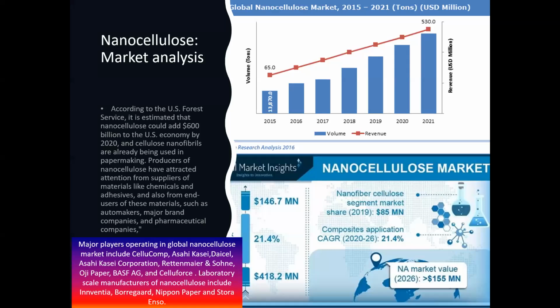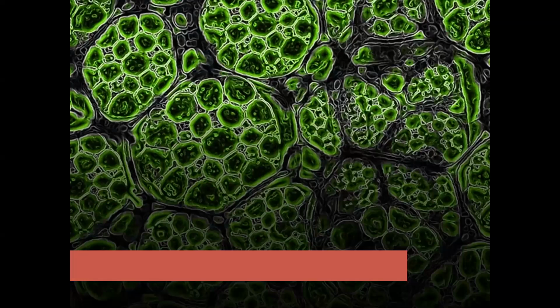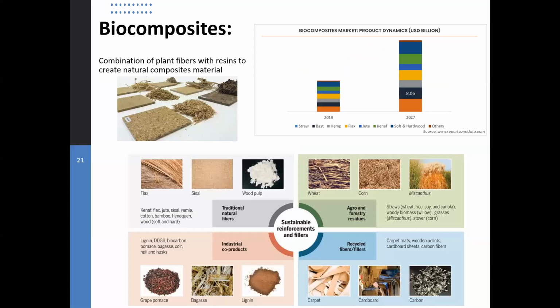So we go to the second part, on nanobiocomposites. What is the meaning of composite itself? It is the combination of two different materials which have two different properties in order to enhance the properties of the final products. A biocomposite is normally a combination of plant fiber with resins to create natural composite materials. The nanobiocomposite is important here as a sustainable material, and it can be made from traditional natural fiber, agroforestry residue, industrial product, and recycled fibers.